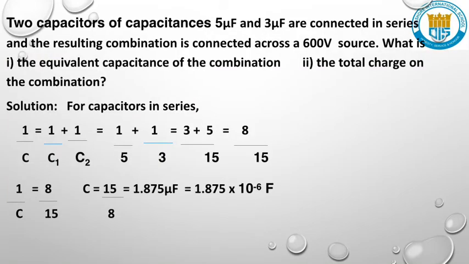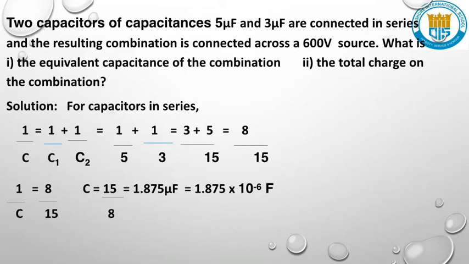Let's look at capacitors connected in series then. You have 5 microfarad and 3 microfarad capacitors connected in series. Here is what I mean by saying that you have to add the reciprocals. So 1 over C is 1 over C1 plus 1 over C2. That's 1 over 5 plus 1 over 3. If you find your LCM, you will get your 1 over C to be 8 over 15.